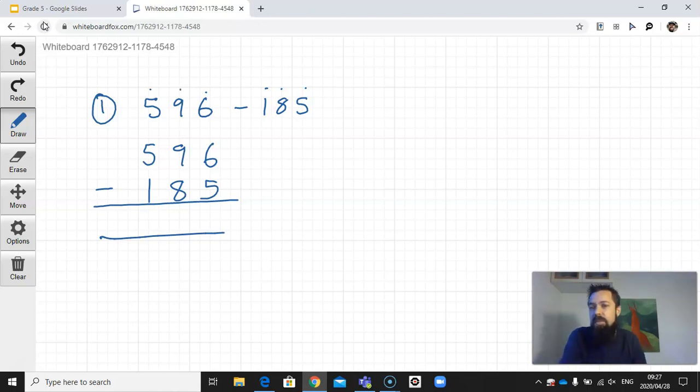Okay, so again, as with maths, we're going to work in sections. We'll start by looking at the units section. So we're going to go 6 minus 5, which is 1. Mental arithmetic. 9 minus 8, which is also 1. And then 5 minus 1, which is 4. Quite straightforward, simple. There's our answer for the first question.